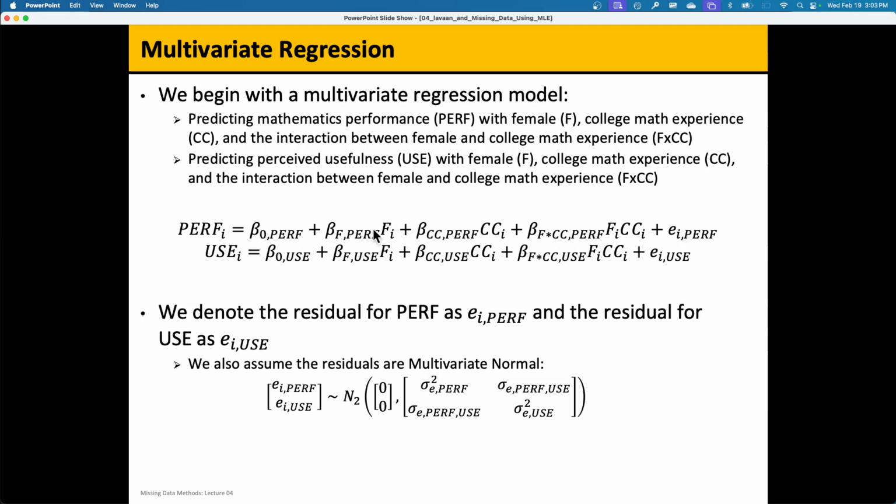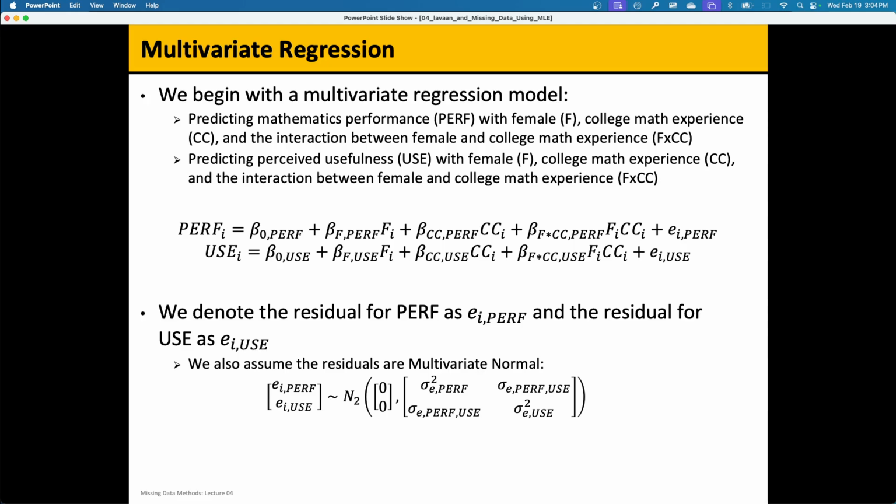Here's our female indicator. Again, their slopes. This is college experience. And then we have the female by college experience interaction on both. We also here have 2 errors, residuals. And you'll note there's 2 of them. So extending our univariate regression assumption to multivariate would make these follow a multivariate normal, or in this case, bivariate normal distribution. And similarly, before, the means of these errors are almost always 0.